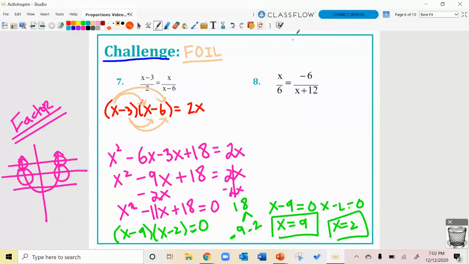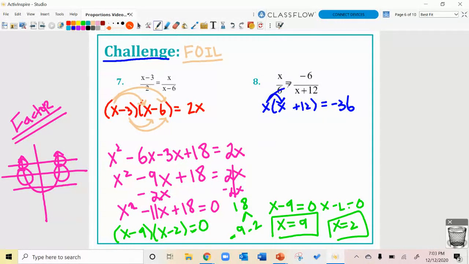So let's go ahead and look at number 8. I'm going to start it the same way that I have for all of these problems. Go ahead and cross multiply. I've got x times x squared plus 12 equals -36. Oh, sorry. There's no x squared there, is there? Darn, sorry guys. I was getting ahead of myself.